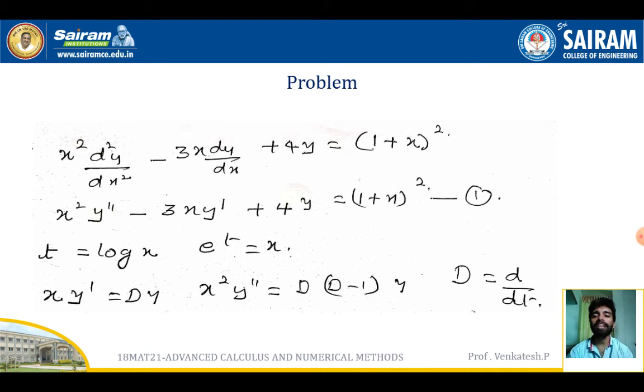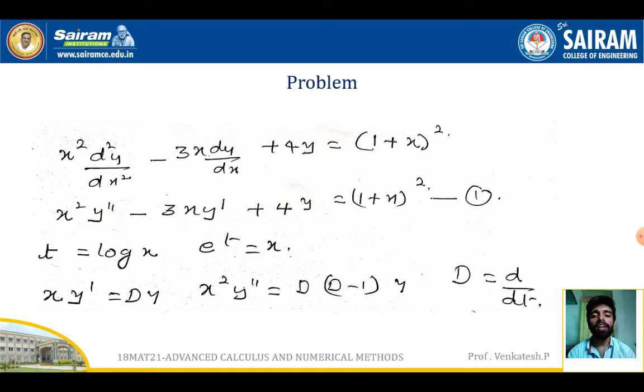The problem is like this. Solve x^2 d^2y/dx^2 minus 3x dy/dx plus 4y is equal to (1 plus x)^2. Clearly it is a Cauchy's differential equation. So I am going to replace d^2y/dx^2 as y'' and dy/dx as y'. I will get the equation x^2 y'' minus 3x y' plus 4y is equal to (1 plus x)^2. Call it equation number 1.